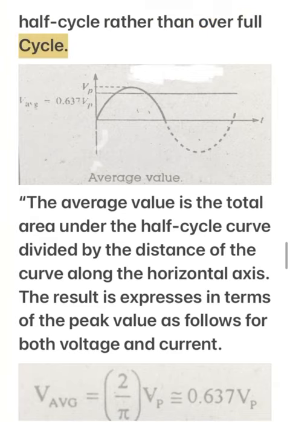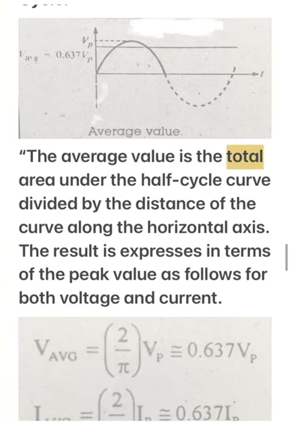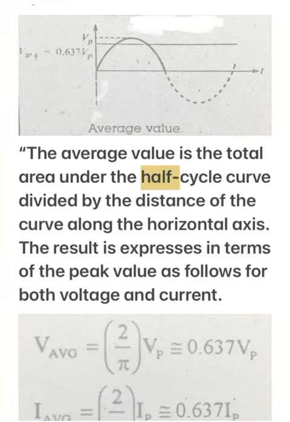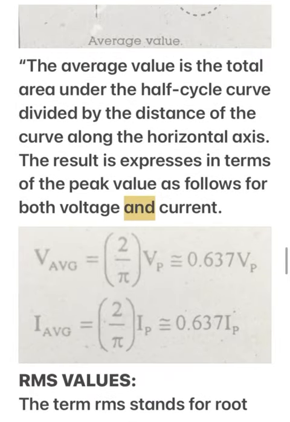The average value is the total area under the half cycle curve divided by the distance of the curve along the horizontal axis. The result is expressed in terms of the peak value as follows, for both voltage and current.